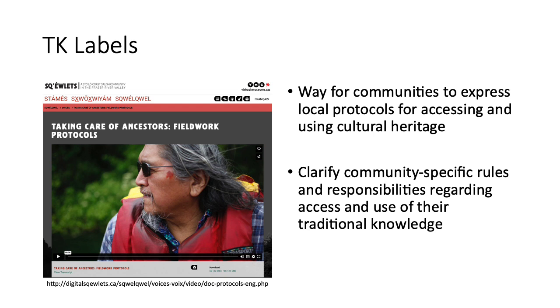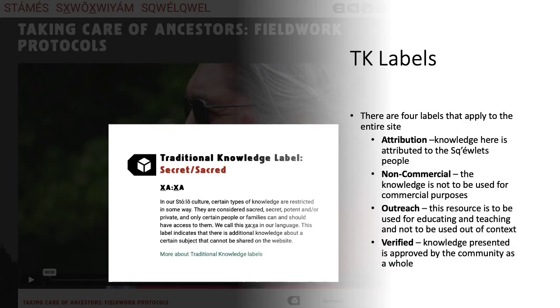You will see these labels throughout the Digital Sq'éwlets site, on specific images or video. The TK labels are a simple way for communities to express local protocols for accessing and using cultural heritage. So if you see the gray banner underneath that video and click on that little black tag, you see the label for secret and sacred knowledge, and it tells you that there's additional knowledge about the subject being addressed in this video that's restricted from just anybody knowing. So very specific people in the community likely are the only ones that can know this knowledge.